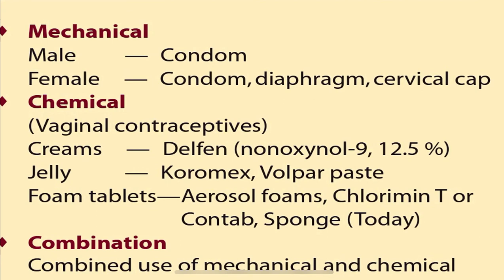The mechanical methods: in males it is the condom, in females it is the condom, diaphragm and cervical cap. The chemical methods, the vaginal contraceptives, will be creams such as Delfen, Nonoxynol-9 12.5%, jellies such as Coromex, Volpar paste, foam tablets or aerosol foams, Chloramine T or Contab. Sponge Today is the most popular one. So you need to remember, in chemicals it is creams, jellies and foam tablets.